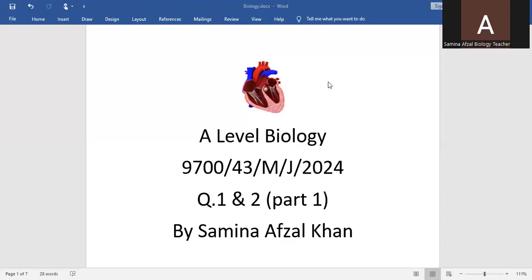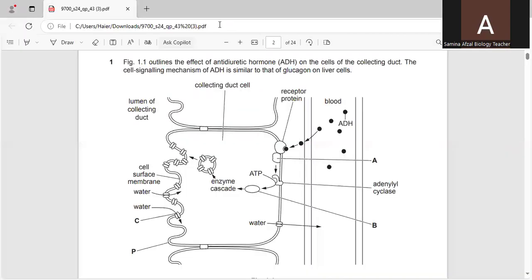A-Level Biology 9700, Paper 4, Variant 3, May June 2024, question number 1 and question number 2. First of all, we will discuss question number 1. Figure 1.1 outlines the effect of antidiuretic hormone ADH on the cells of the collecting duct. The cell signaling mechanism of ADH is similar to that of glucagon on liver cells.